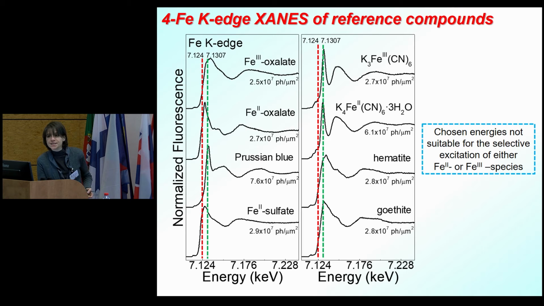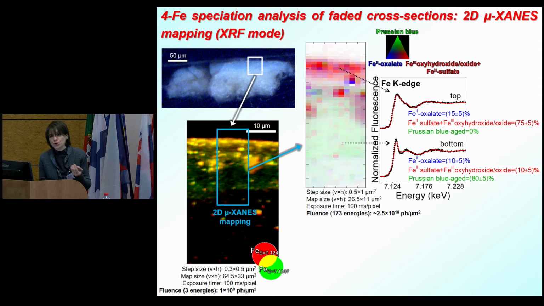Since we could not use full field XANES imaging, we did a micro-XANES mapping experiment. The approach works very well, because after processing by linear combination fitting, we can immediately see the distribution of the different phases. That also confirms the single point XANES analysis that we have done. Here you have mainly iron 3 oxide compound, while here you have mainly Prussian blue.